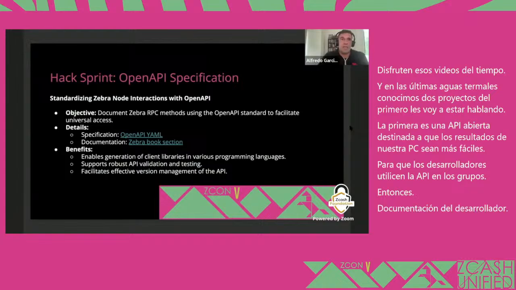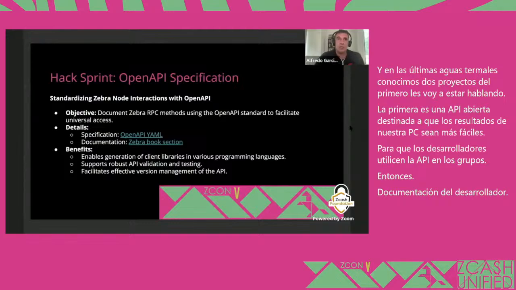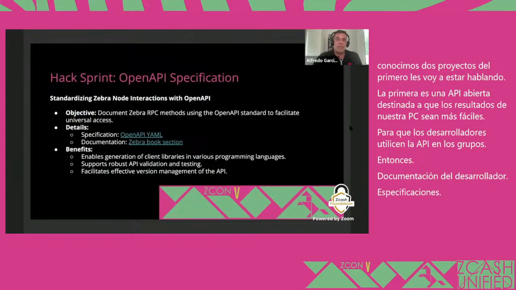The Open API file that we now have in Zebra is an auto-generated specification of all our RPC methods with the arguments and responses. So we have a Zebra book section explaining more about this. So please take a look if you're interested in that.